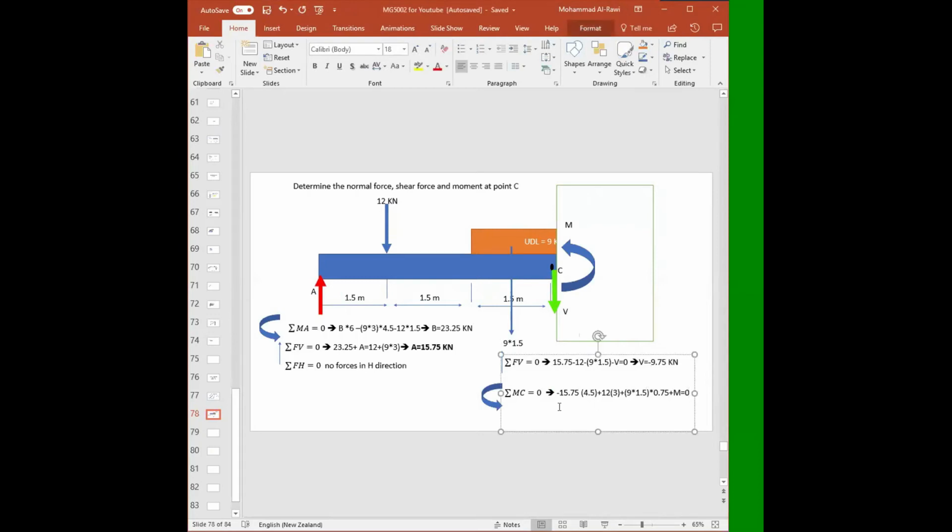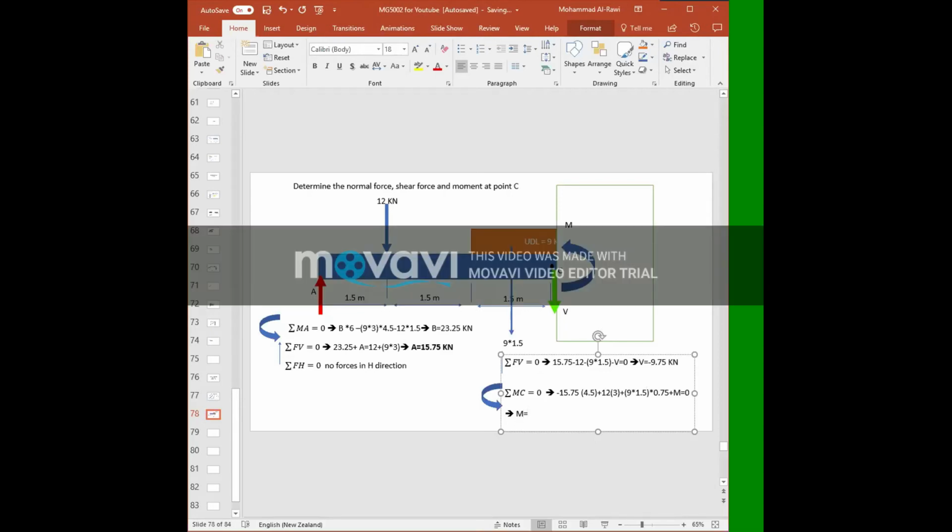Okay. Now after we did that, rearrange. You need to find the value for M. I'll give you time to type and find the value for M, and then post it in the private chat.